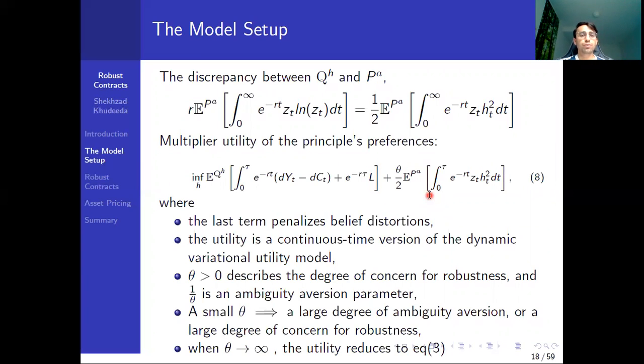Now we want to know the deviation between the two probability measures, the equivalent probability measure Q^H and its original probability measure P^A, which can be defined in this equation. Moreover, the multiplier utility of the principal preferences can be defined as the infimum over H of the expectation with respect to the equivalent probability measure Q^H. It consists of the exponential of the discounted future.